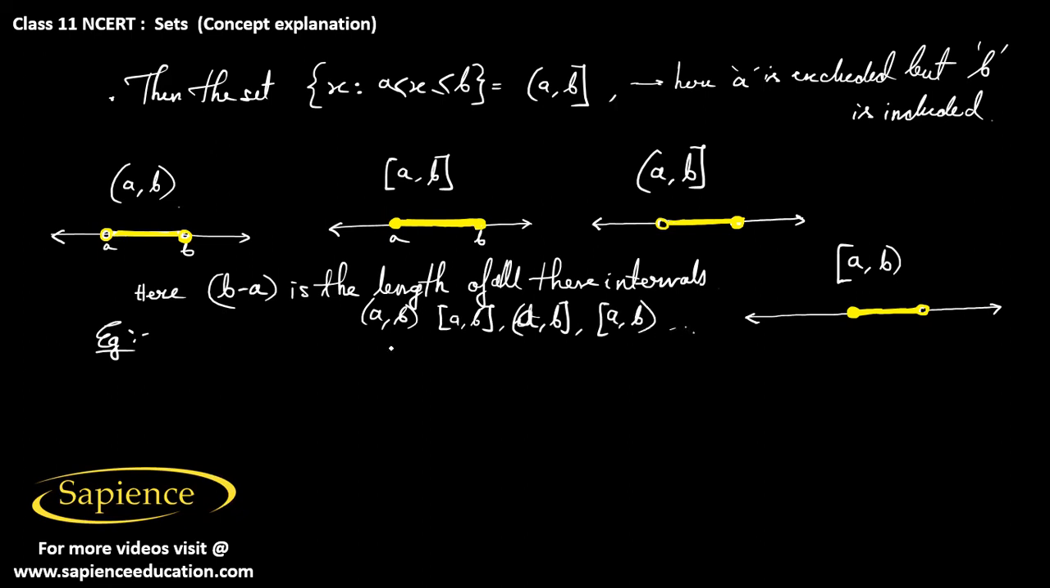Then, for example, suppose it is asked to write the set of X, where X belongs to R, such that X is greater than or equal to -5 but less than 7, in interval form. Then it is written as [-5, 7), closed at -5 and open at 7.